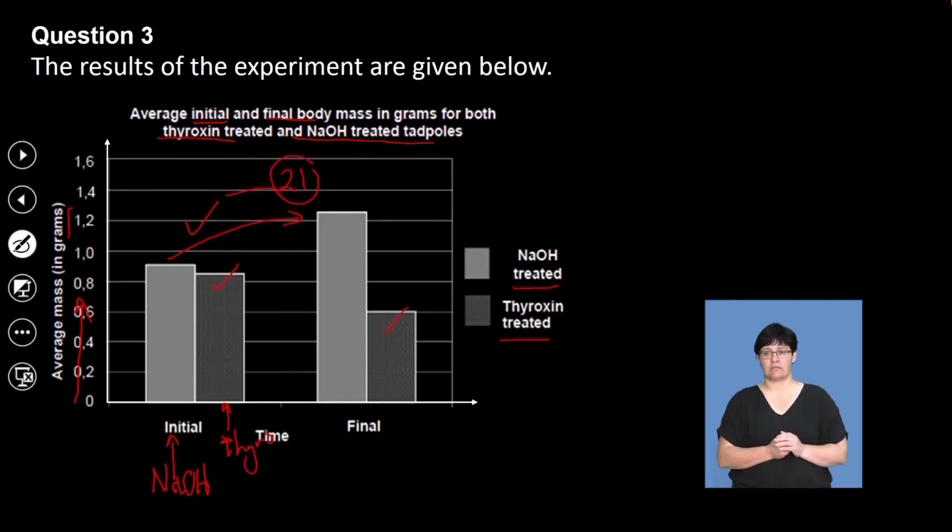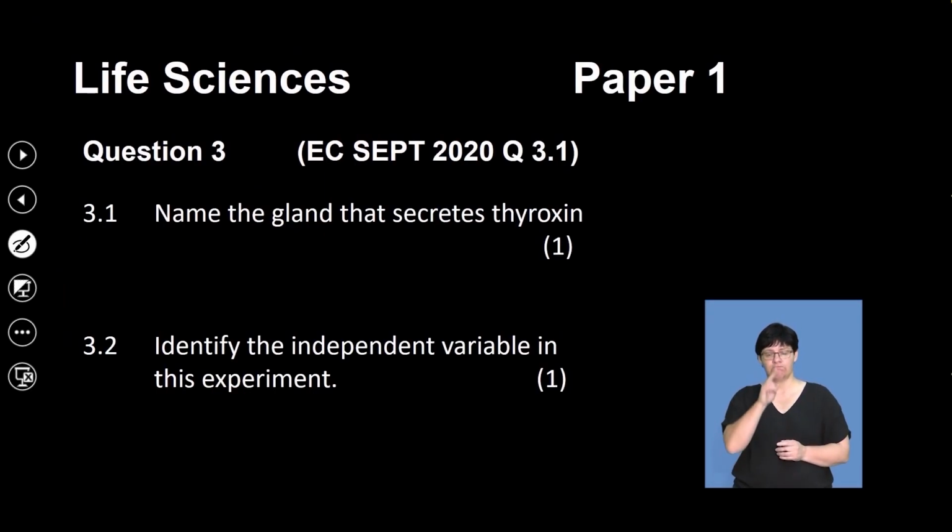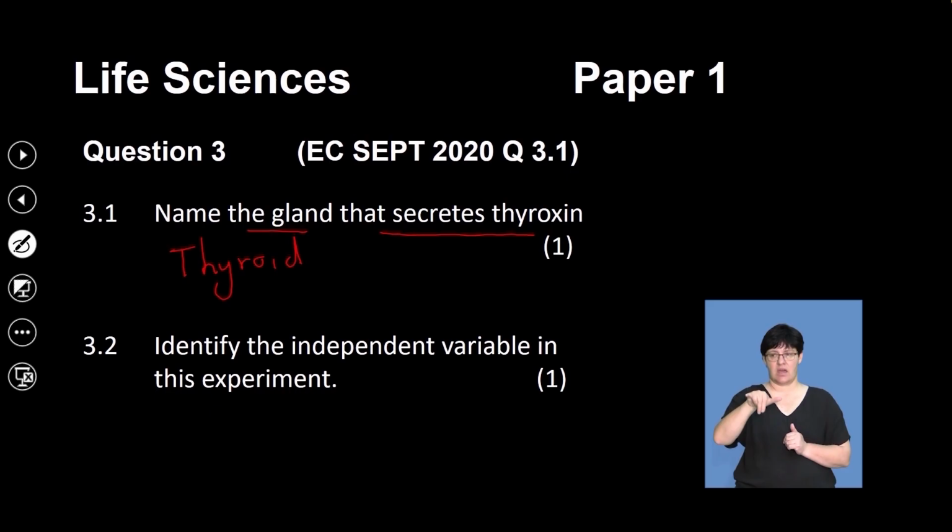Okay, so let's get straight into some of the questions based on this. So here, name the gland that secretes thyroxine. And as I mentioned, the gland that secretes thyroxine is the thyroid gland. So that's the thyroid gland that's situated right below the larynx. And it's a gland that is important in producing many hormones, of which thyroxine is one of them.